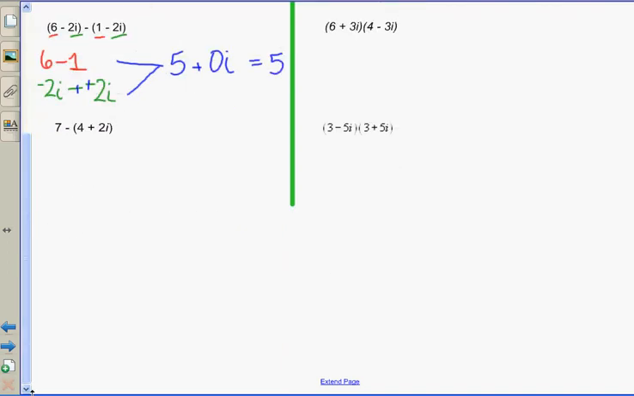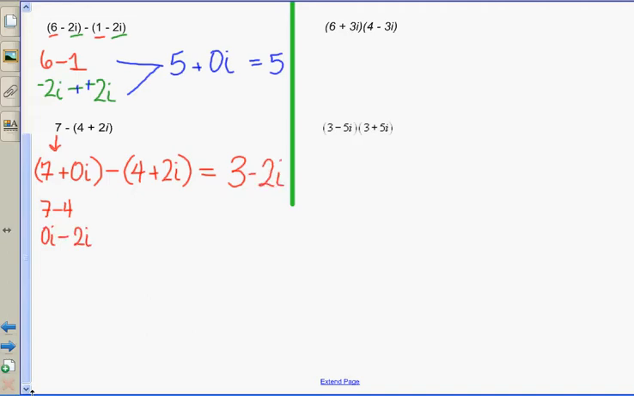Here, it looks a little weird. It doesn't look like we're adding complex numbers, but remember, you can write 7 as the real part is 7, the imaginary part is 0i, and from that we're going to subtract 4 plus 2i. Right? So the real component is 7 minus 4, which is going to be 3. The imaginary component is 0i minus a positive 2i, so we know that's going to be minus 2i.